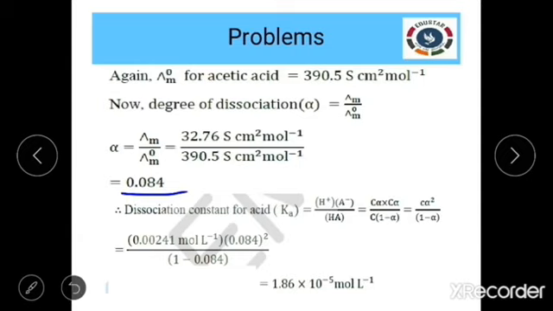Now they have asked you to find the dissociation constant. What is the dissociation constant? Ka. The Ka formula we have just now derived in the written content, right? That is C alpha square divided by (1 minus alpha). So on supplying all these values I am getting the answer for the dissociation constant, right?